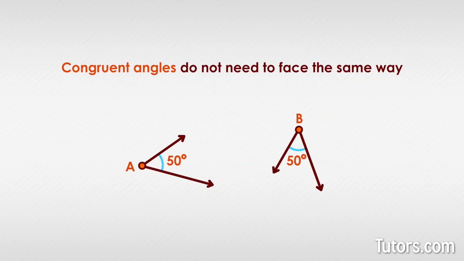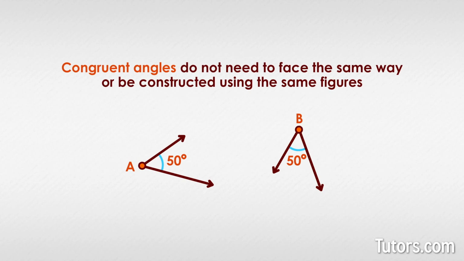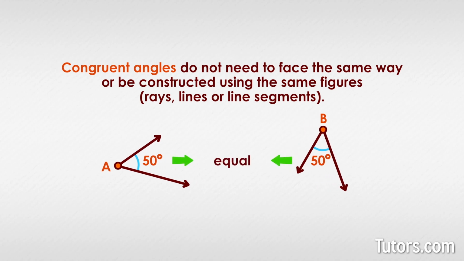Congruent angles do not need to face the same way or be constructed using the same figures, rays, lines, or line segments. If the two angle measurements are equal, the angles are congruent.